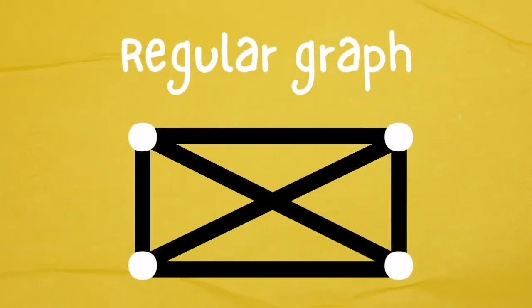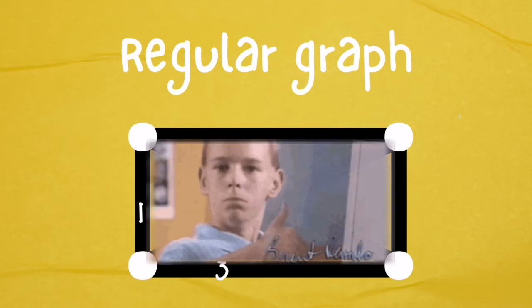Lastly is the regular graph. A graph that has the same number of degrees of vertices. A graph that promotes equality among its vertices. So that's it for the types of graphs.